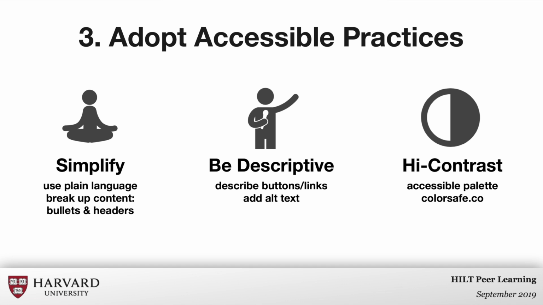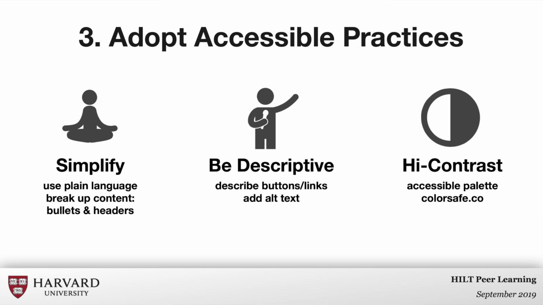once you've built a tool and you're using it, adopt accessible practices. Just because a tool follows a standard doesn't mean that you're using it in the most effective way. So here are 3 things that you can do to use a tool in the most effective way for accessibility. First off, if you're writing content or adding media, make sure that you use simple, plain language. Break up content in an intuitive way so that it's digestible. Things like bullets and headers are really important when you're creating content.